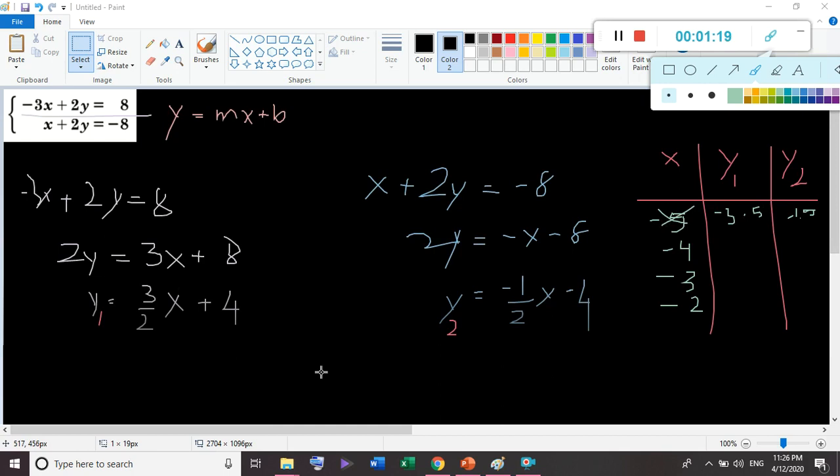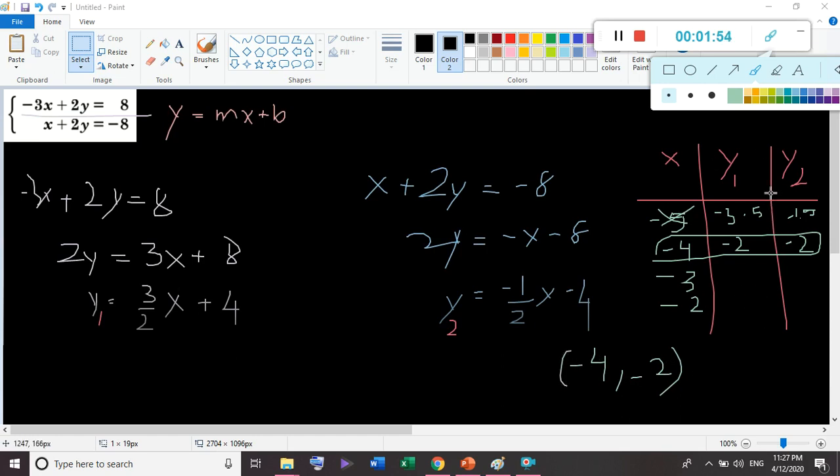Let's go for -4 here. Let's substitute 3/2 times -4, which is -6, plus 4, which is -2. And let's substitute -4 over here. It's 1/2 times -4, which is -2, minus 4... the answer is -2. Do they have the same value? Yes. So the solution for us is -4 and -2.